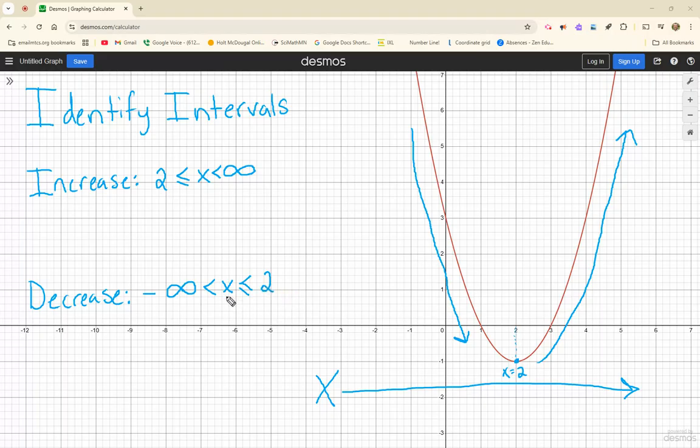So what this now is saying is that this graph decreases when the value of x is between negative infinity and positive 2. Again, the equal sign is not included on the infinity side because we can't be equal to infinity, but it is included on the 2 side because that is a part of the graph and it can be equal to 2. So if we chose any section between negative infinity and 2, this graph would be decreasing. So those are your two intervals for increase and decrease.